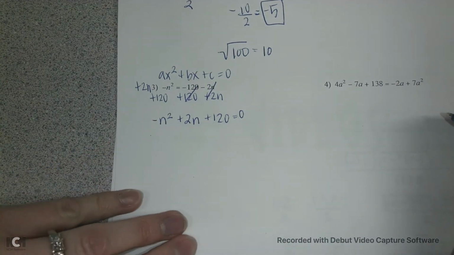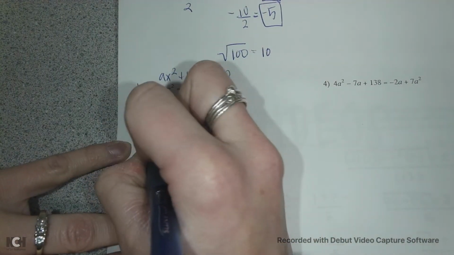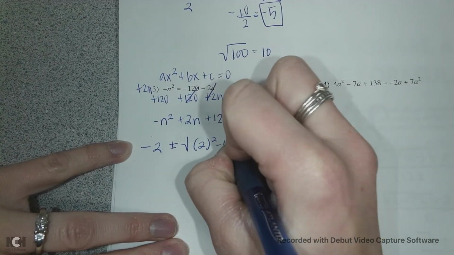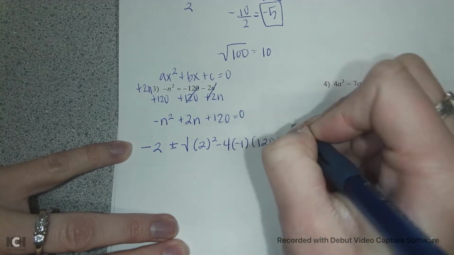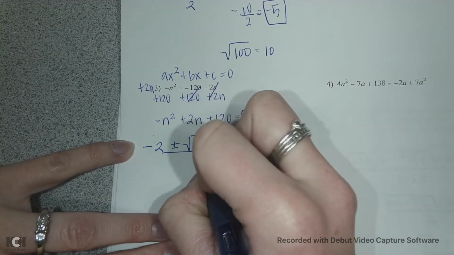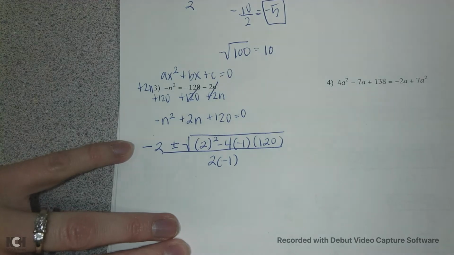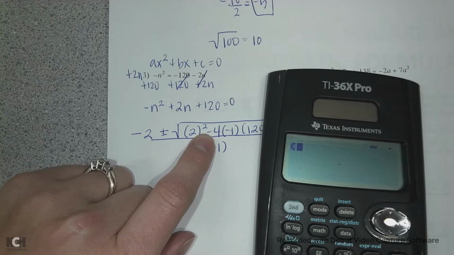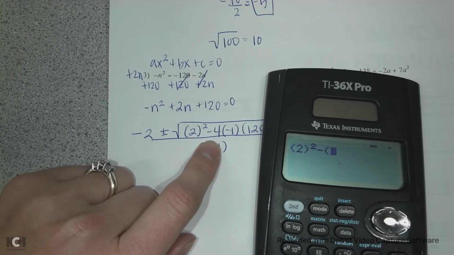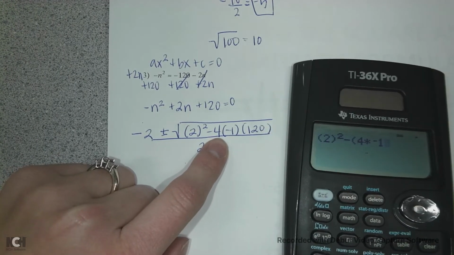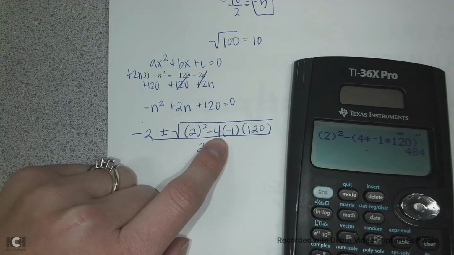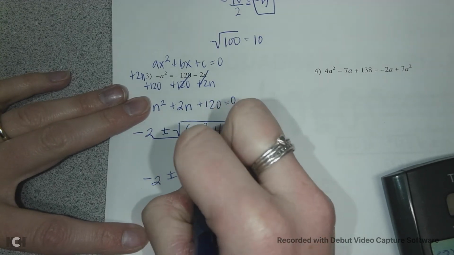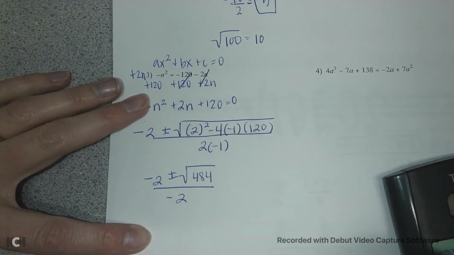So now we use our quadratic formula. So x is equal to negative b plus or minus the square root of b squared minus 4ac all over 2a. Okay, so now we simplify. We're going to do the discriminant first. So 2 squared minus 4 times negative 1 times 120 equals 484. So I have negative 2 plus or minus the square root of 484 over negative 2.